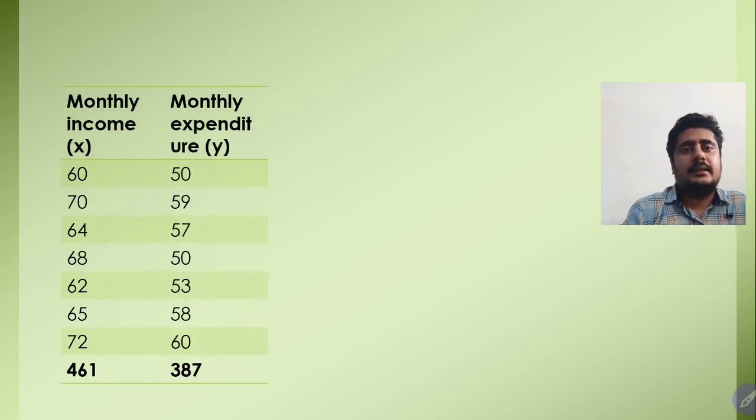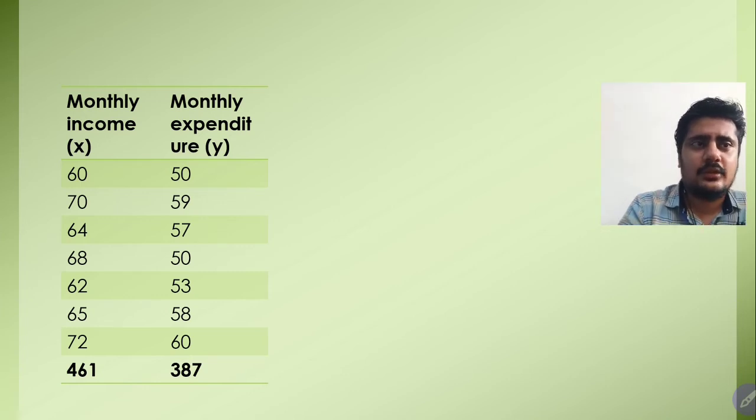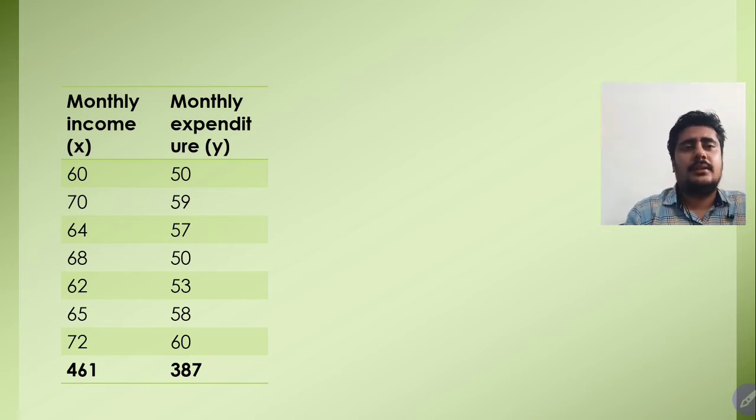See, these digits are quite large. It's 60, 70, 74, and y is 50, 59, 57. So I'll solve this sum with the shortcut formula. Now some students think, sir, we can calculate it easily, it's not large for us, then it's okay. In exams, choice is given to you, whichever formula you go with. There is no compulsion.